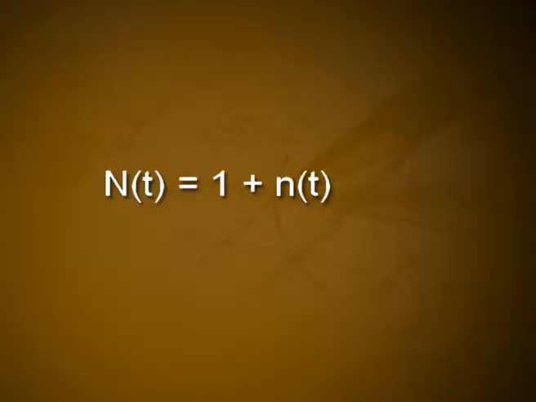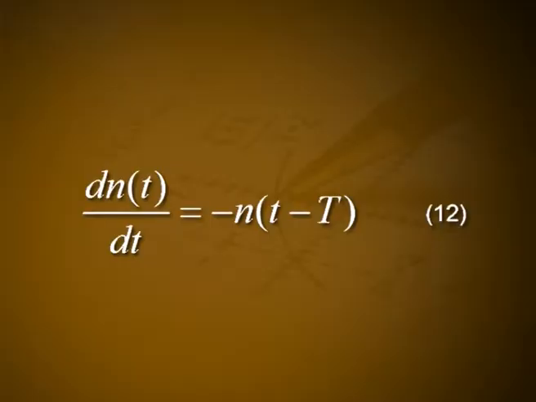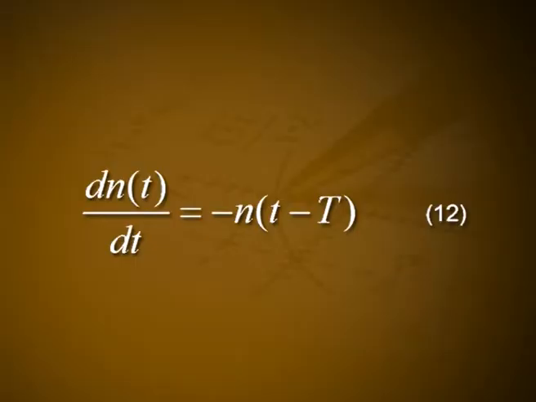We linearize about the steady state n equal to 1 by writing n of t is equal to 1 plus small n of t. We therefore consider the linearized equation d small n of t by dt is equal to minus n of t minus T. We look for solutions for n of t in the form n of t is equal to c into e raised to lambda t, which gives lambda is equal to minus e raised to minus lambda capital T, where the last identity follows from the previous equation, that is equation 12.